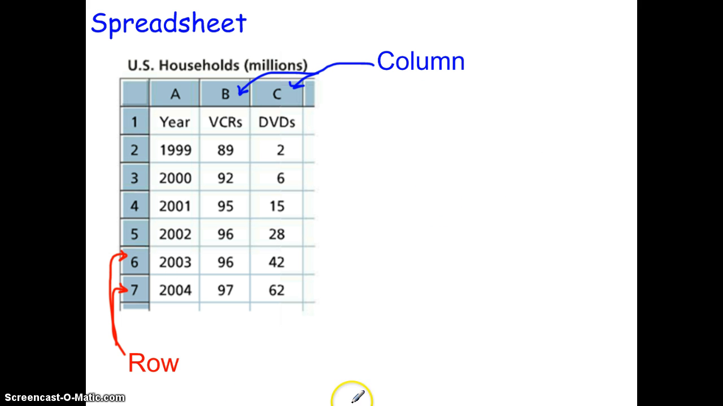Okay, so you have columns and rows, and then these individual ones are actually called cells. The cell is just the one rectangle right there. That is the cell. This would be called cell C3. So you say the column first, and then you say the row second. Okay, so this would be cell C3, and in C3 there is 6, which represents that in 2000 there were 6 million households with DVDs.